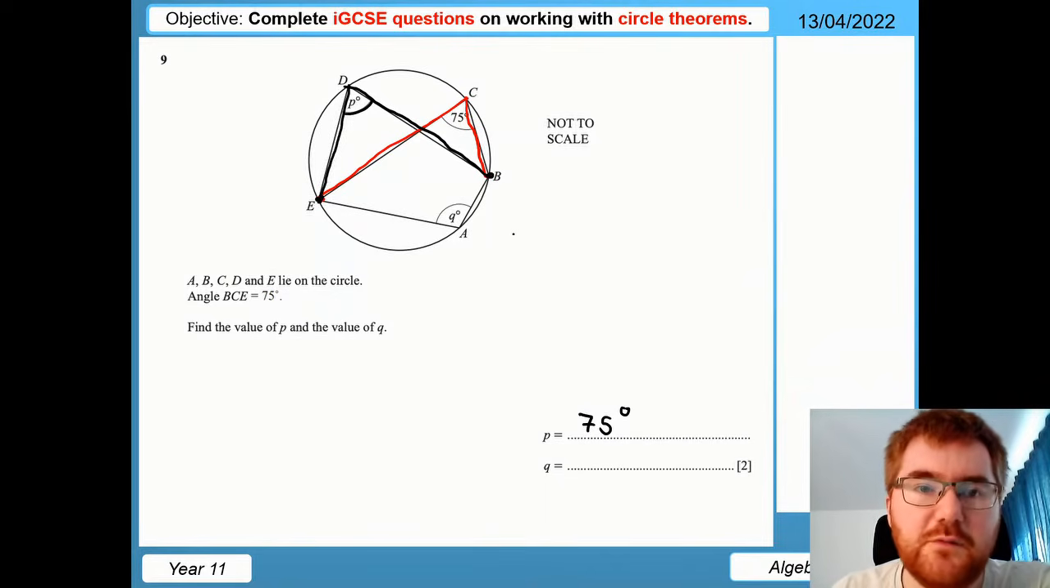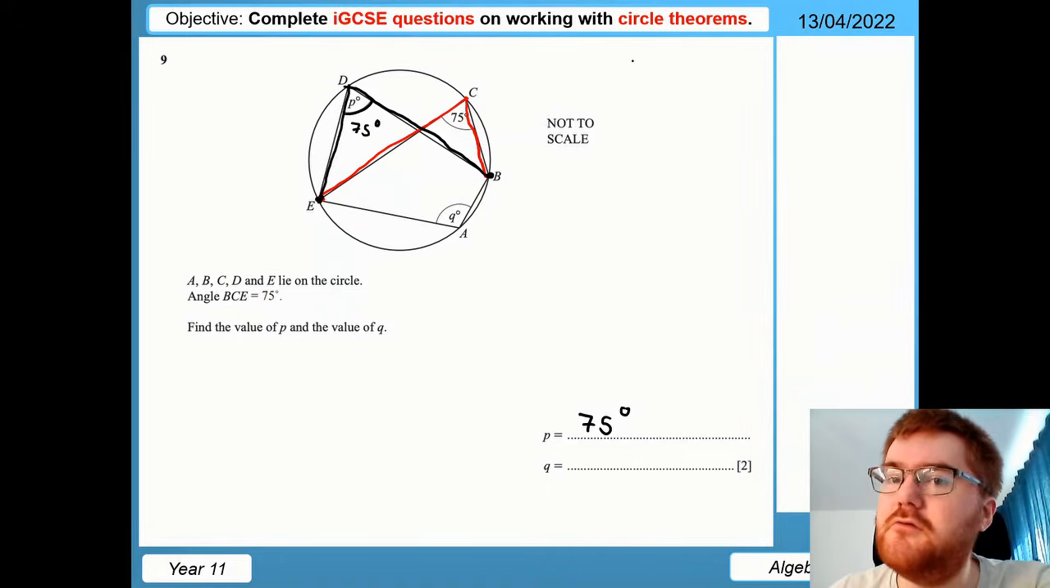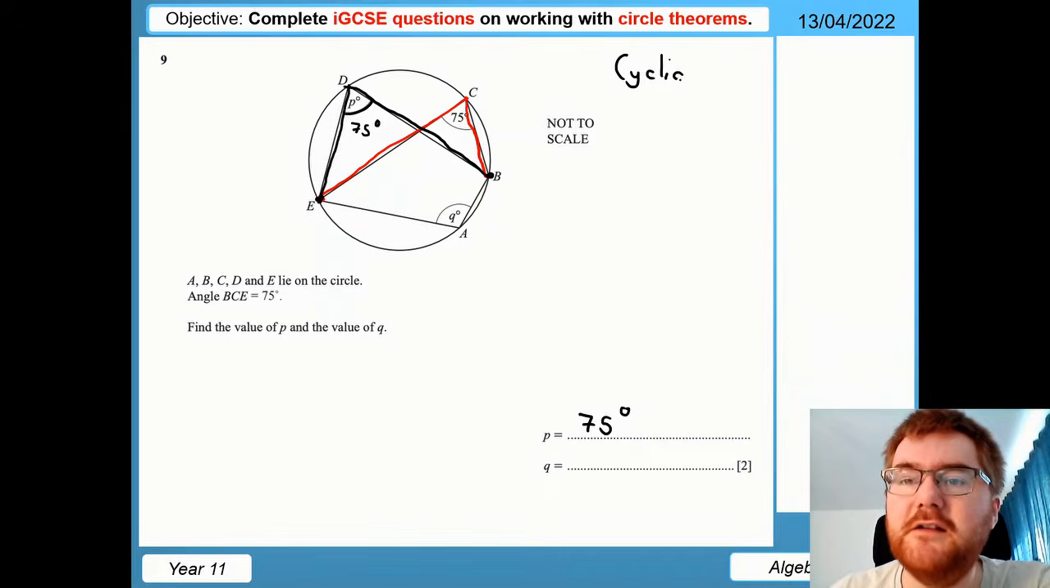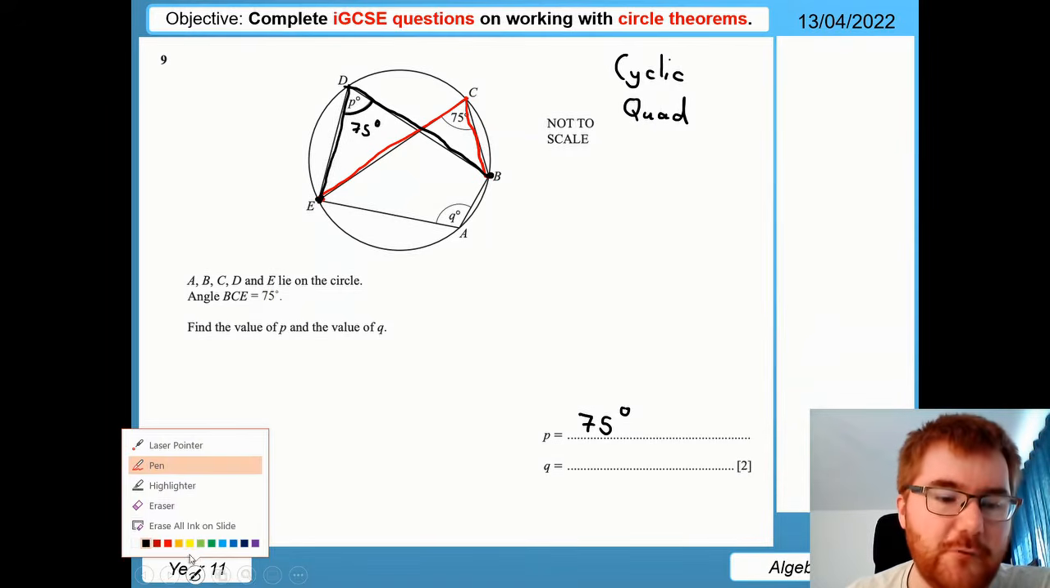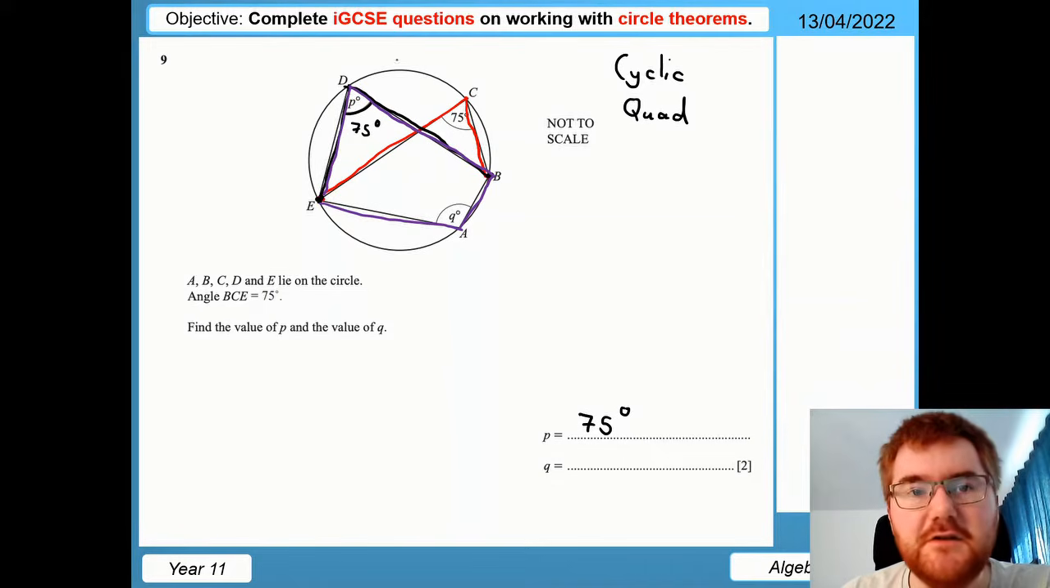Perfect. And once we've realized that this is 75 degrees, we can use that other rule that I've talked about a lot already, good old cyclic quads, making sure that each of the vertices of our 4-sided shape is on the circumference. And let's just check this. So if I draw around this shape, it is worth repeating these ideas because, as you can see, these circle theorem questions come up a lot. Notice each vertex is on the circumference, so everything is good.